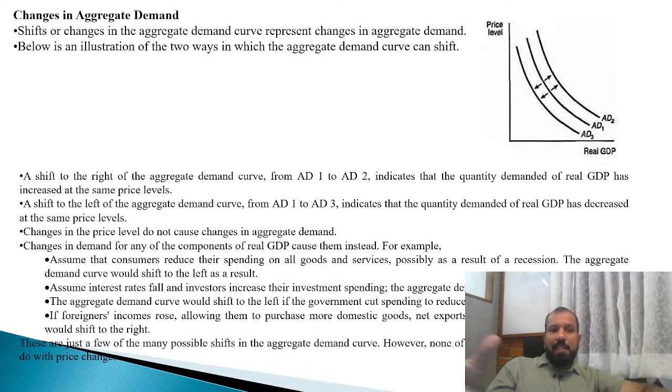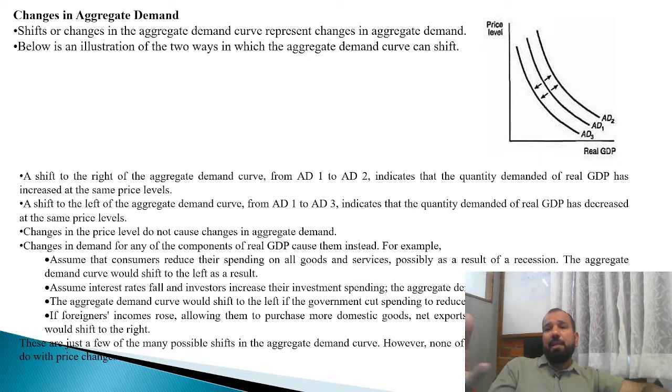The real GDP has increased at the same price level. Price is the same, but real GDP has increased. Your aggregate demand curve will be shifted to the right, but the opposite is the left. In a shift to the left of the aggregate demand curve, from point 81 to point 83, the quantity demanded of real GDP has decreased. And overall, the real GDP has decreased.